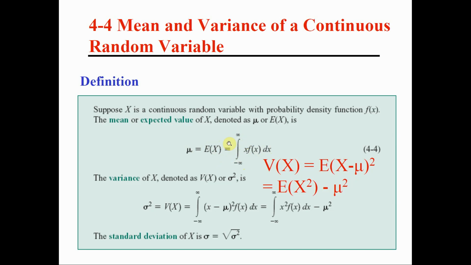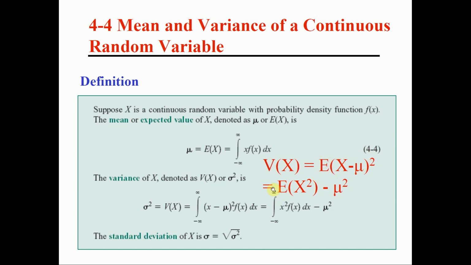What about the variance? By definition, the variance has the same definition as in the discrete case. The variance of x is defined as the expected value of (x minus mu) squared. So again, the variance is an indication of how far the different x values are from the mean, of course, squared, and then on expectation.